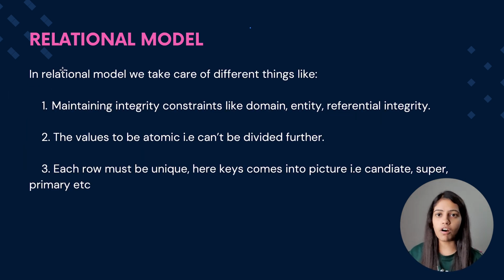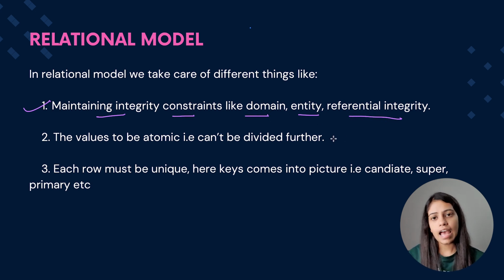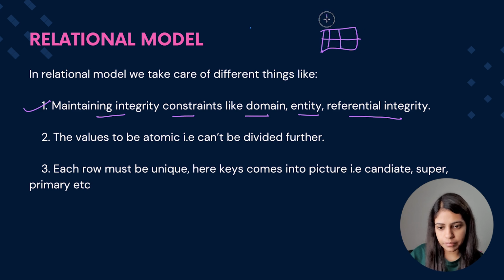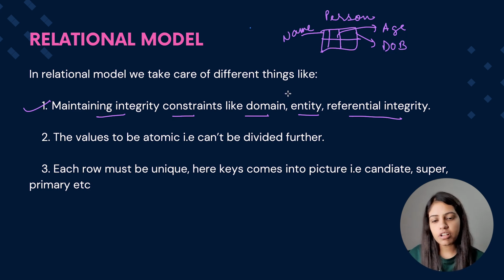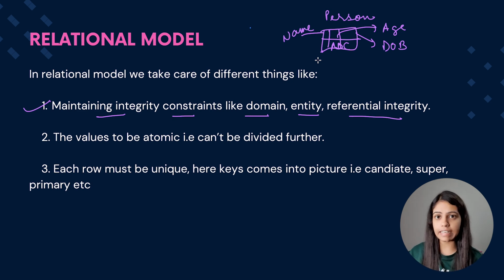Let's have a look at what all the things we take care of in the relational model. The first thing is maintaining the integrity constraints like domain, entity, and referential integrity. Now consider that there is a table person. Person is having attributes as name, age, and date of birth. There could be a possibility that someone inserts a wrong value in the age. Consider ABC. So there are some integrity constraints which make sure that we don't insert any data apart from the domain.